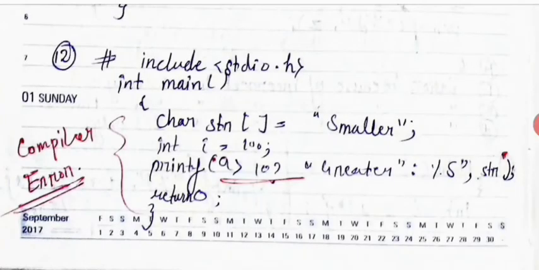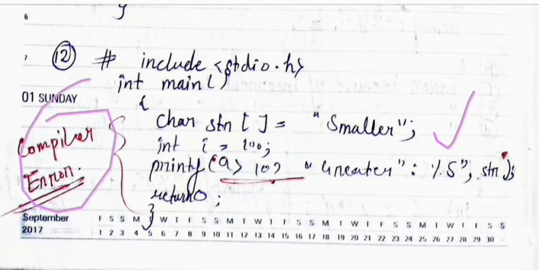Question number 12. It has #include <stdio.h>, int main, and char str equal to a smaller value, int i equal to 100. Print whether a is greater than 10, question mark. Here we use the conditional operator. So it gives a compile time error. Why? Because here the printf statement syntax is wrong, and a syntax error is found. So we say that a compile time error is found. Now come to the next question.